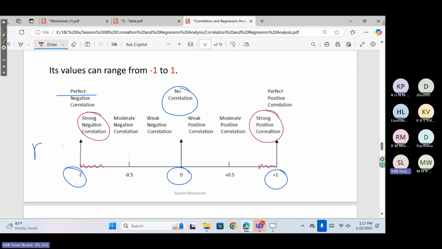It's clear? Okay. Then we get minus 0.5. Minus is negative, and 0.5 is the middle point here. Then we can say moderate negative correlation. Plus 0.5, we can say moderate positive correlation. Moderate 0.5: it is in between 0 to minus 1 or plus 1. Then we can say moderate.